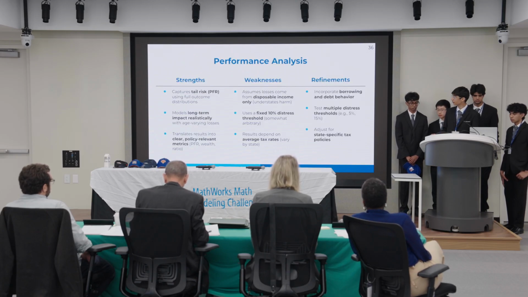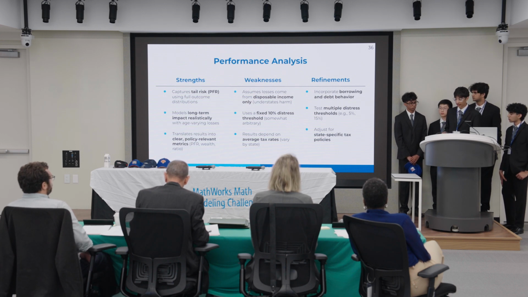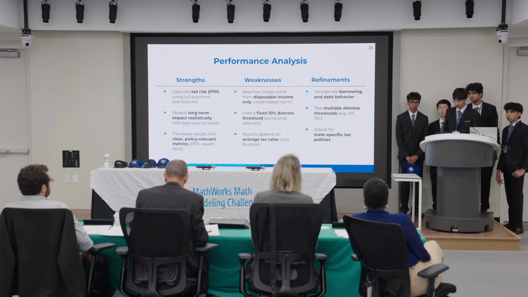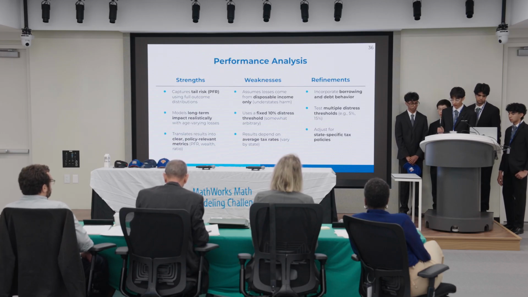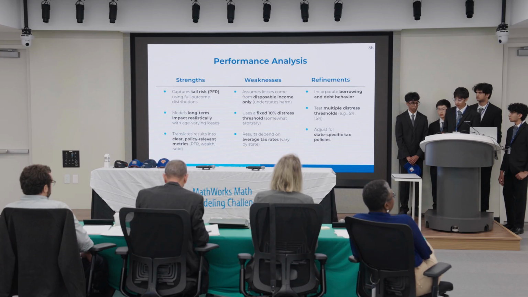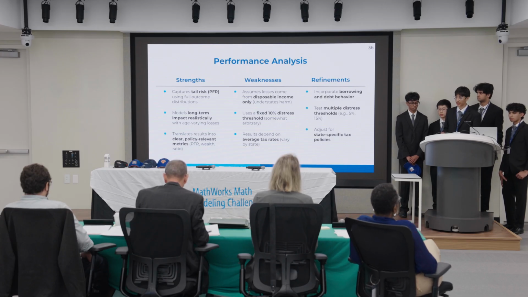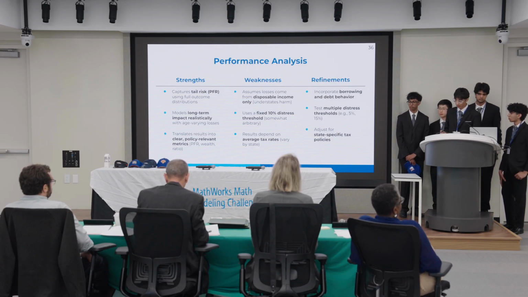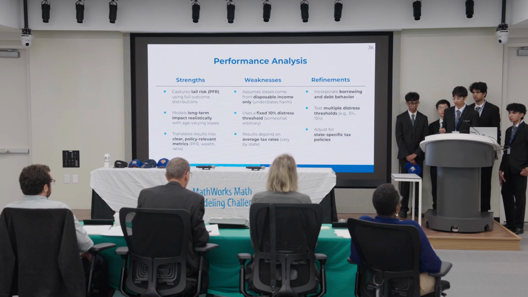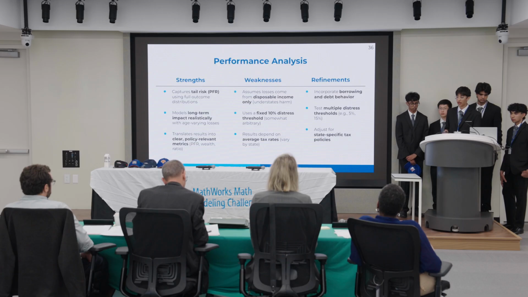Now onto our performance analysis. In terms of strengths, the PFR integrates the full distributional output of both Q1 and Q2, capturing tail risk. The dynamic wealth erosion model uses age-varying losses from Q2, avoiding the unrealistic assumption of constant annual losses. But the weaknesses come with the PFR, as it assumes gambling losses are financed from disposable income. In practice, problem gamblers often borrow to gamble, which would make actual harm much worse than we predict. The 10% threshold is motivated by consumer finance research, but it is inherently somewhat arbitrary. And the 67:1 ratio uses the average state tax rate of 15%, where some states may vary.